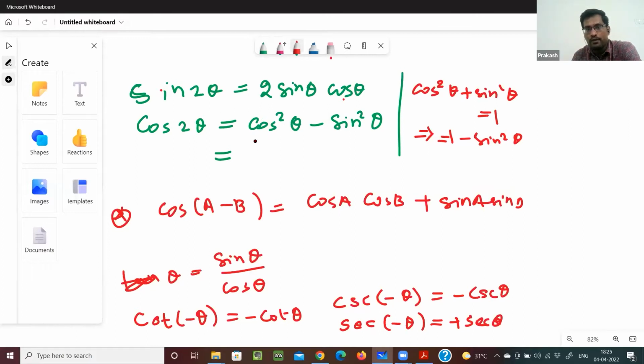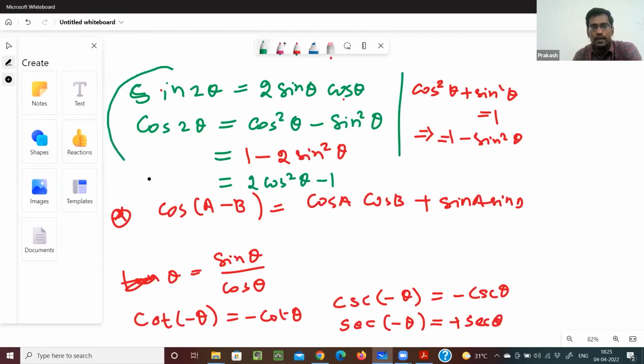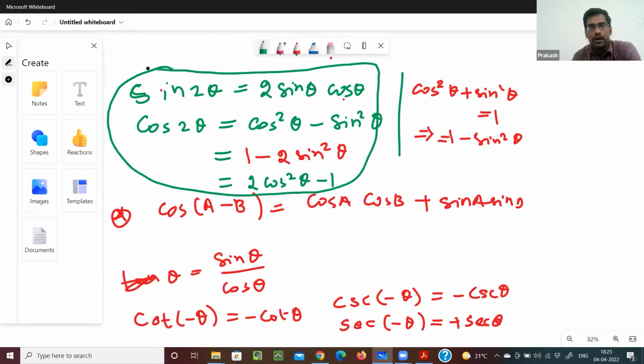If you substitute 1 minus sine square theta, you will get 1 minus 2 sine square theta. Or otherwise we can write in another form, equal to 2 cos square theta minus 1. These are equal, because here we fix cos square theta and rewrite sine square theta as 1 minus cos square theta, so we get 2 cos square theta minus 1. These identities are very important for us, because mostly we will use these identities in integration.